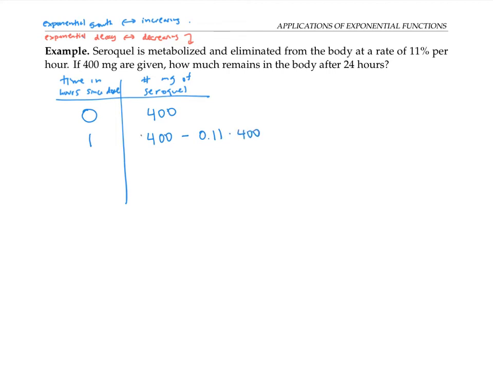If I factor out the 400 from both terms, I get 400 times 1 minus 0.11, or 400 times 0.89. The 400 represents the initial amount. The 0.89 I'll call the growth factor, even though in this case the quantity is decreasing, not growing, so really it's kind of a shrink factor.